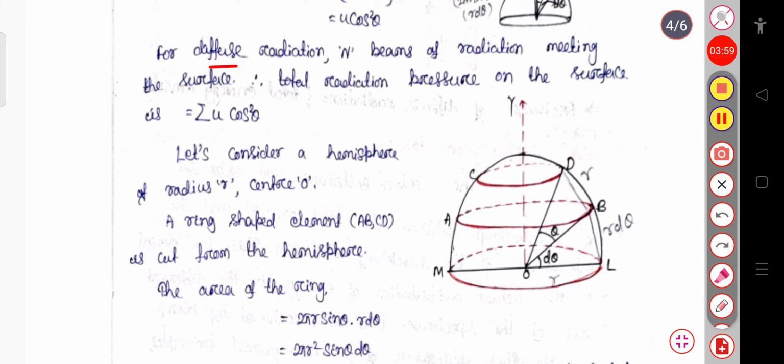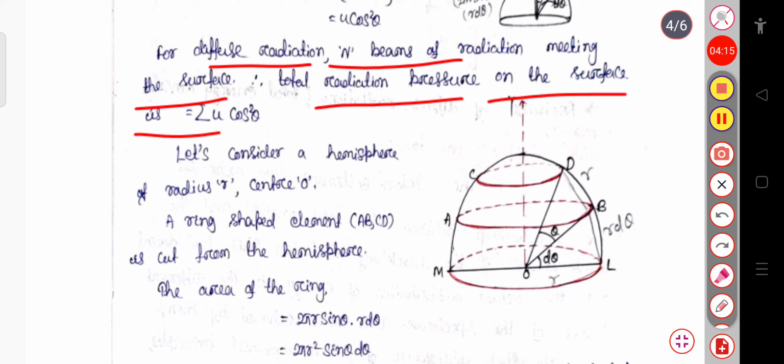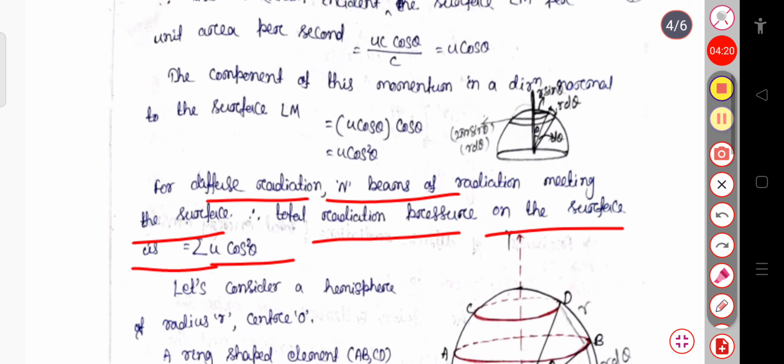For diffuse radiation, n beams of radiation meet on the surface. So we know in case of diffuse radiation, the photons will come in every possible direction. So the total radiation pressure on the surface will be equal to the sum over U cos square theta, because in a direction normal to the surface this is U cos square theta. So for every possible direction, that will be the sum over U cos square theta.